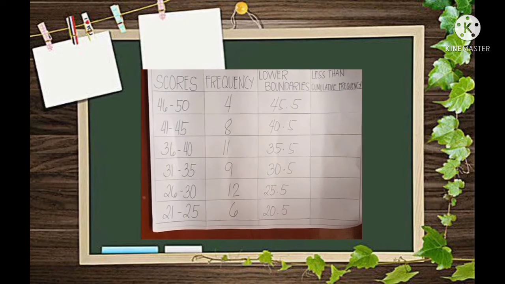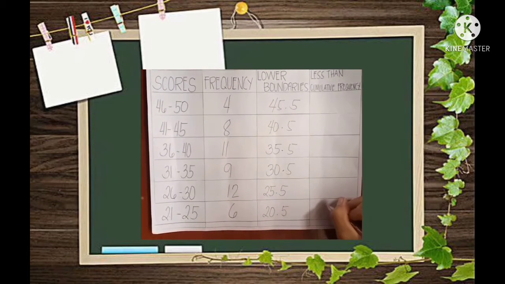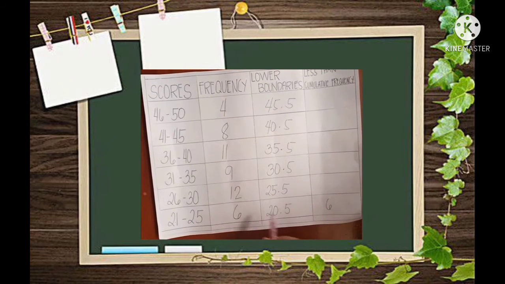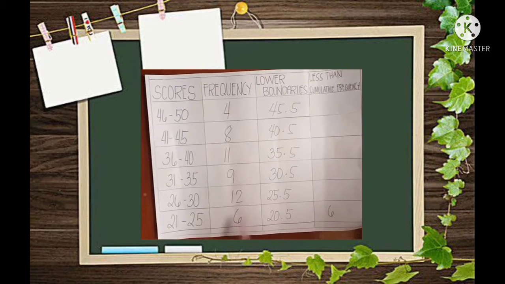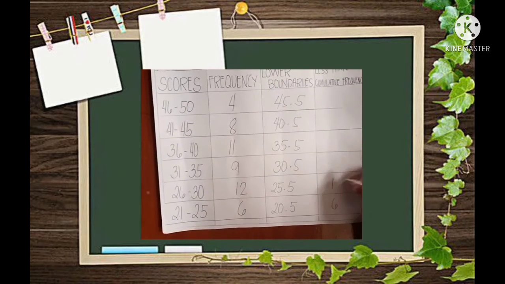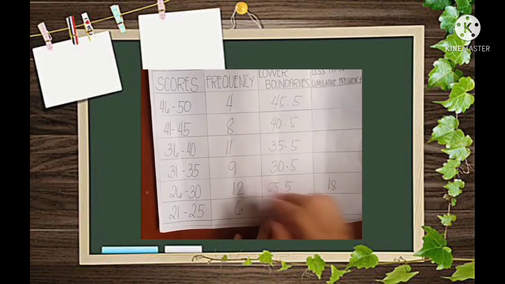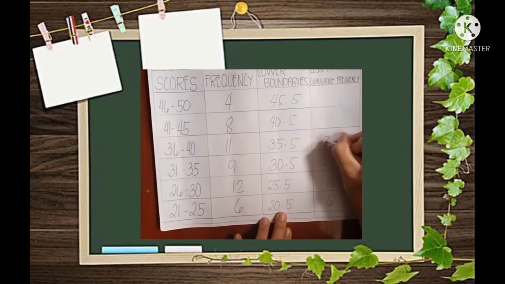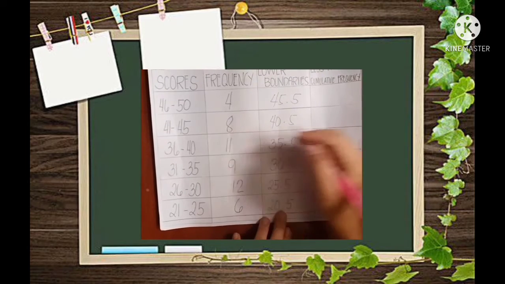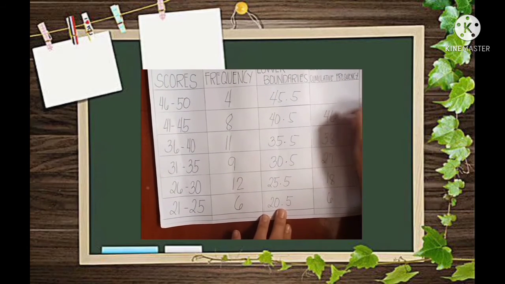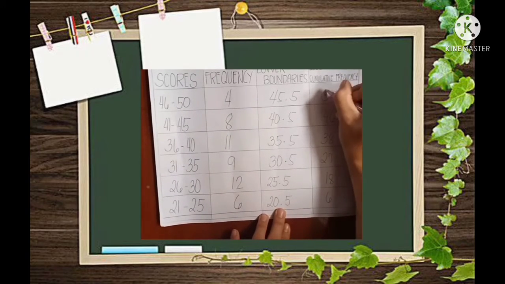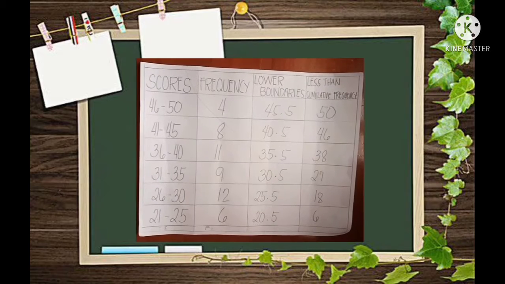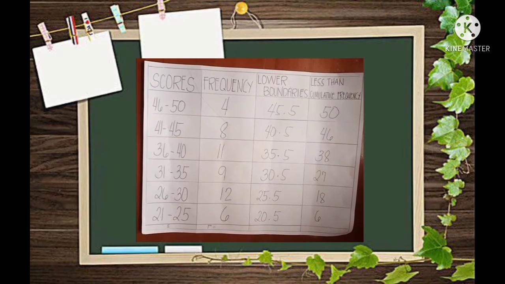To solve the less than cumulative frequency, just copy the first frequency from the smallest group. So the first frequency is 6, so just copy 6. And add the next frequency, which is 12. So 6 plus 12 equals 18. 18 plus 9 equals 27. 27 plus 11 equals 38. 38 plus 8 equals 46. 46 plus 4 equals 50. 50, because there are 50 students.